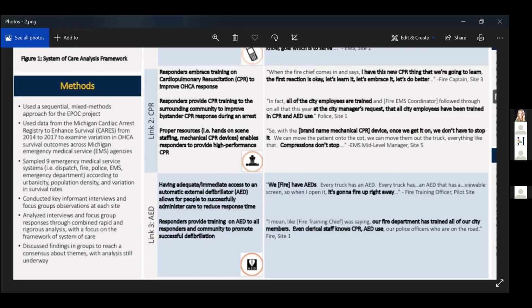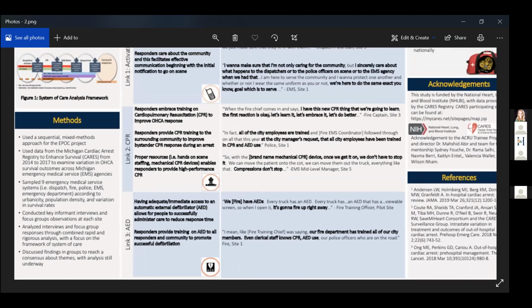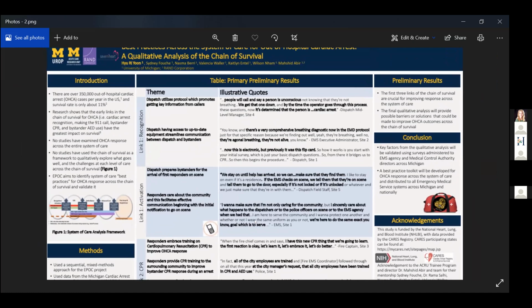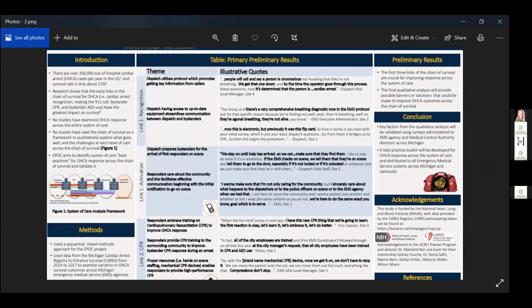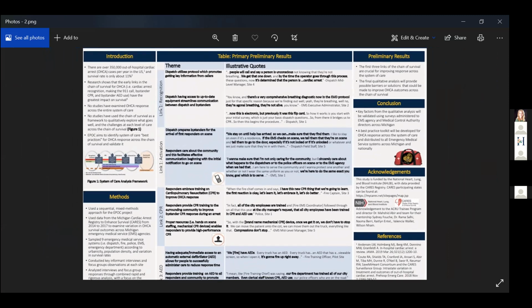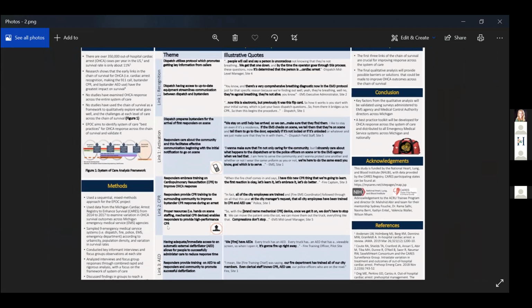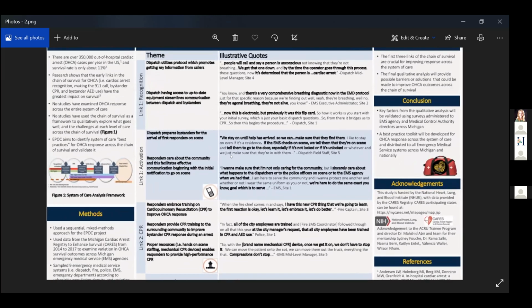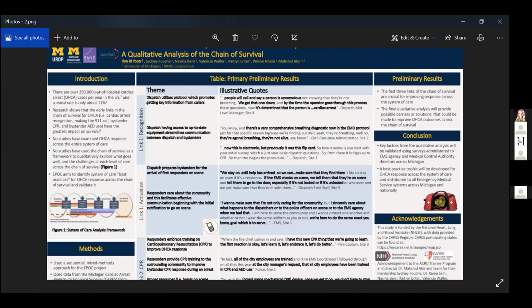At this point of my ERA project, the analysis was still underway, and we presented the preliminary results in this chart format. As you can see, on the left are the themes, and I organized them as the different links of the chain of survival. Link 1 was recognition and activation, link 2 was CPR, and link 3 was AED. From the analysis, we were able to distill a theme for each of the links, and then we have some illustrative quotes that portray these themes really well.